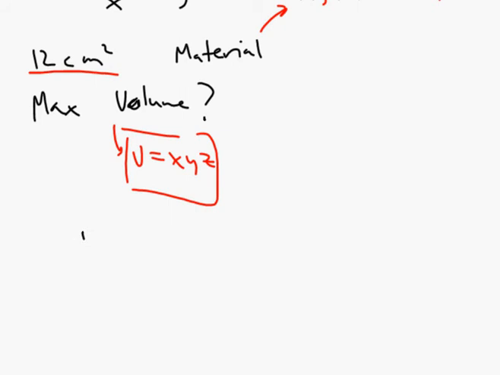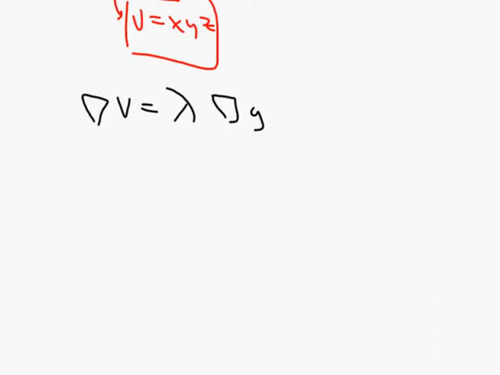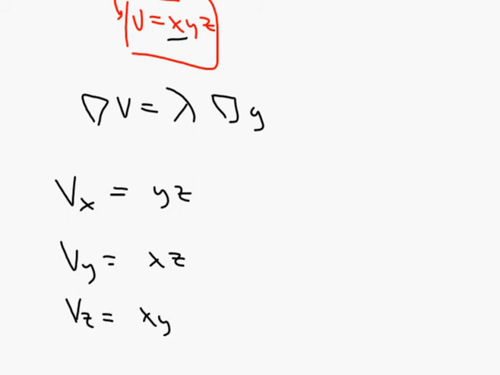What we know then is that the gradient of V has to equal lambda times the gradient of g. Okay. So with some algebra and so forth, we can proceed. So the gradient of V, well, if we think about that, we're going to get Vx equals, and that's going to be, if x is the variable, then the derivative is yz. Vy, if y is the variable, then the derivative is xz, and Vz, if z is the variable, then the derivative is xy. So this whole thing collectively is the gradient of V.